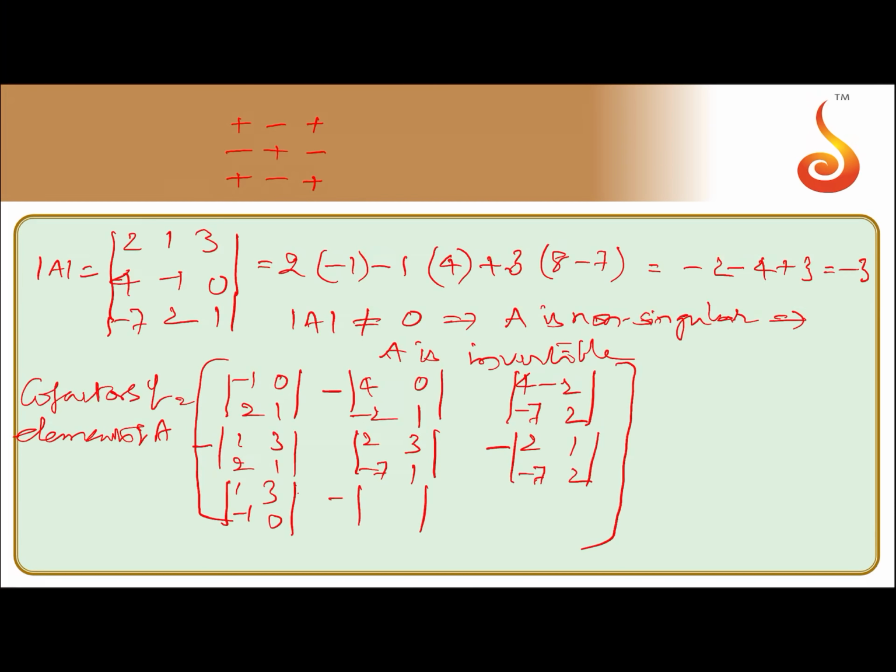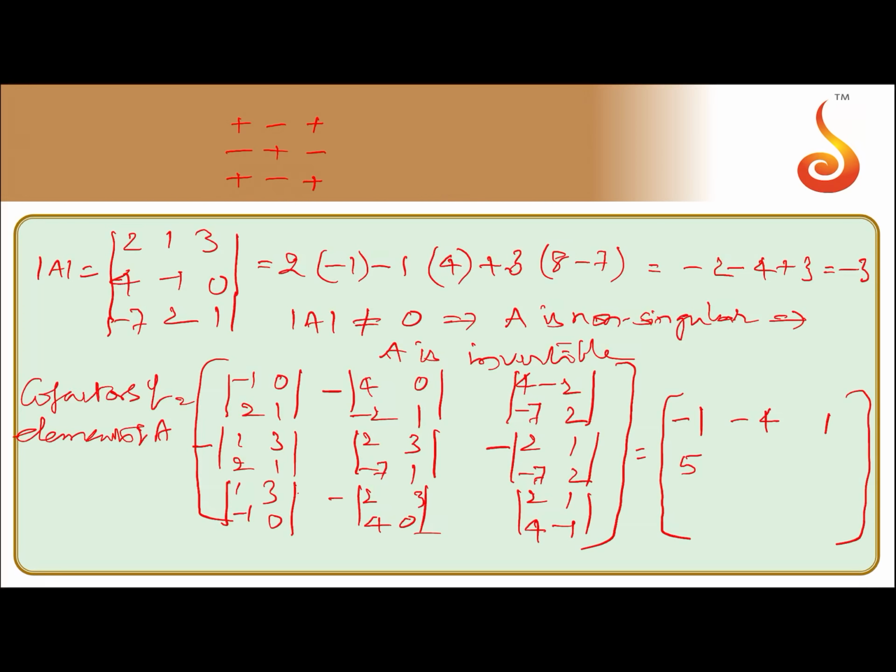Next, minus of 2, 3, 4, 0. And lastly, 2, 1, 4, minus 1. And the evaluation of these gives us a matrix like this. Minus 1 minus 0, so minus 1. And you'll be getting minus 4. 8 minus 7, 1.